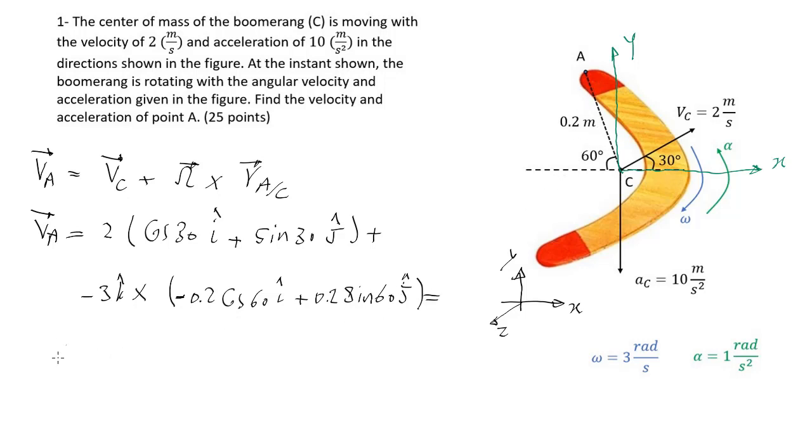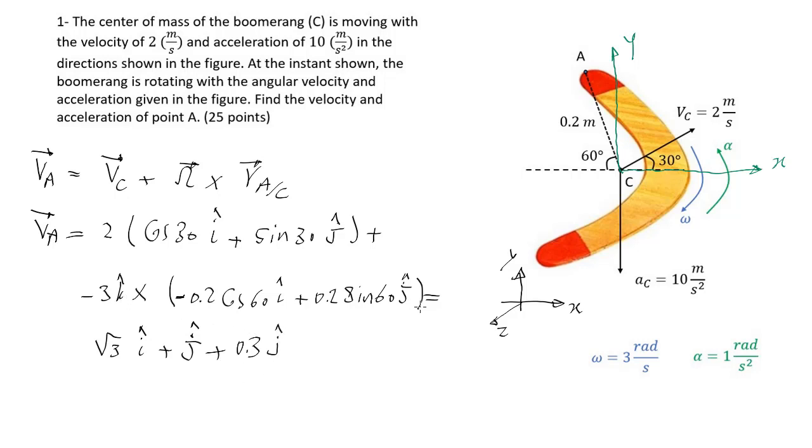So we are going to have VA is equal to 2 times cosine 30. Cosine 30 is just square root of 3 over 2, so that's square root of 3 in the I direction, plus 2 times sine 30. Sine 30 is half, so that's going to be 1, so plus j, plus. So here we have k cross I. K cross I is j, and we have minus times minus, that's positive, so we have 0.6 times cosine 60. Cosine 60 is half, so we are going to have 0.3 in the j direction.